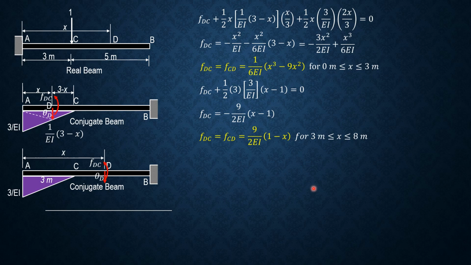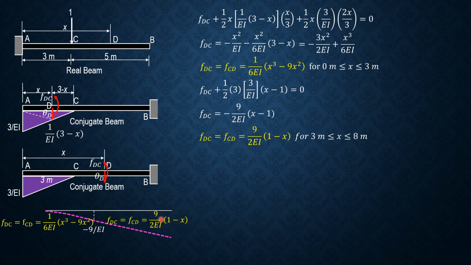So this is now the influence line for vertical deflection at C. So this is FDC, which is equal to FCD, 1 over 6EI quantity x cubed minus 9x squared. So this portion, the straight line, is 9 over 2EI times 1 minus x. And this value, substitute here, x is 3. 3 cubed minus 9 times 3 squared, negative 54 over 6, so negative 9 over EI.